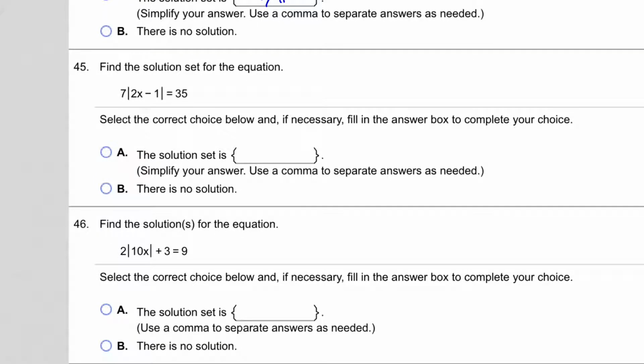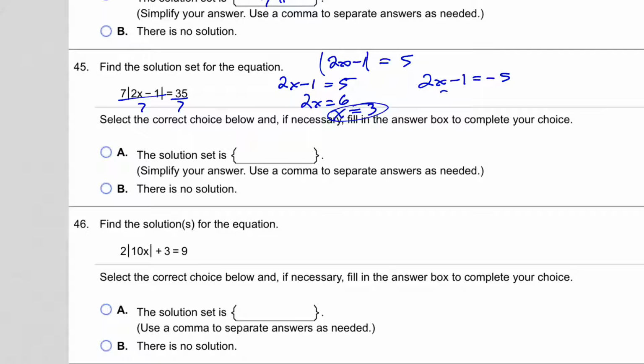Okay, divide, isolate, make sure you isolate. So we're going to do 2x minus 1 equals 5, and 2x minus 1 equals negative 5. X equals 3. So plus 1 would be negative 4, x equals negative 2. And so we have two solutions. Okay?